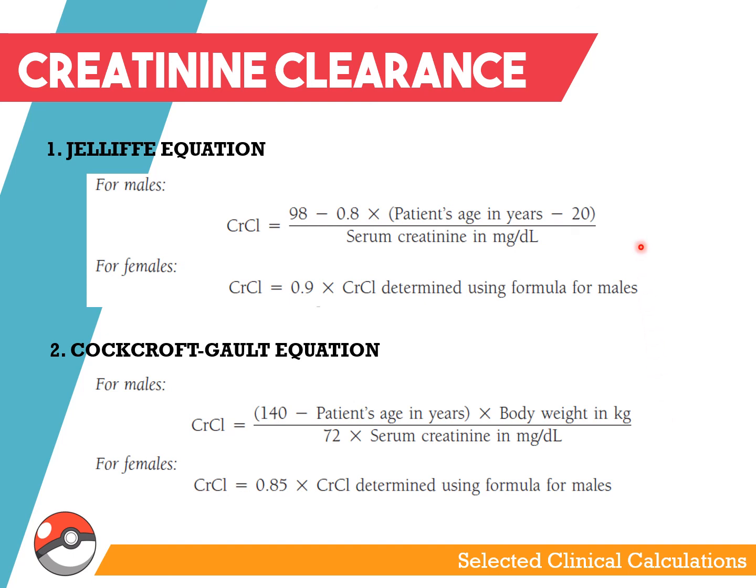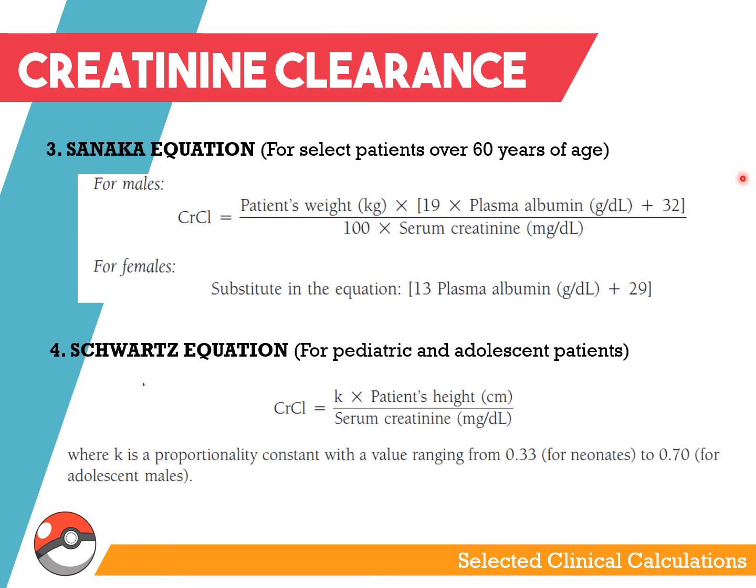You can use whatever equation, but it depends on what is given or on what is required. There are two other equations, Siersbaek-Nielsen and Schwartz, wherein Siersbaek-Nielsen is used for patients over 60 years of age, for geriatric patients, and Schwartz is used for pediatric and adolescent patients. Okay, so memorize.